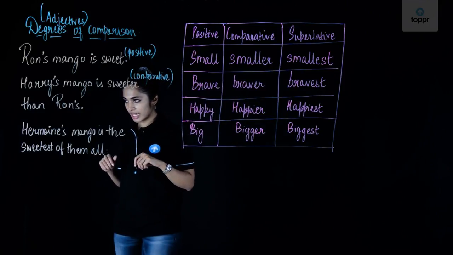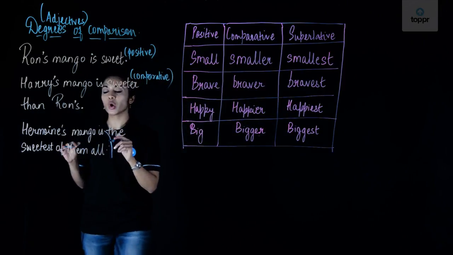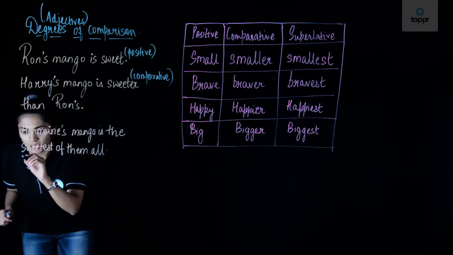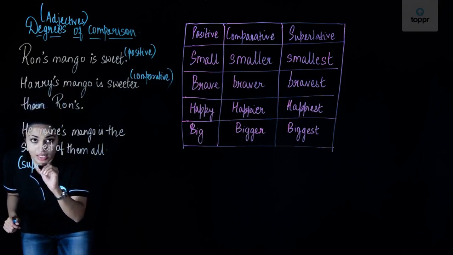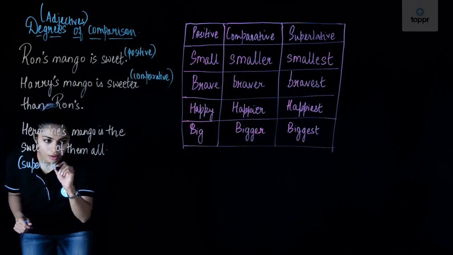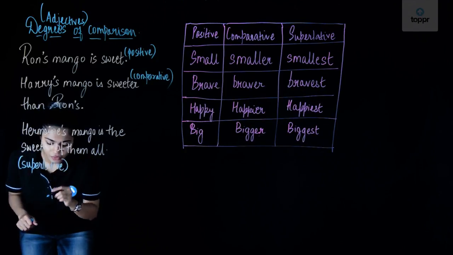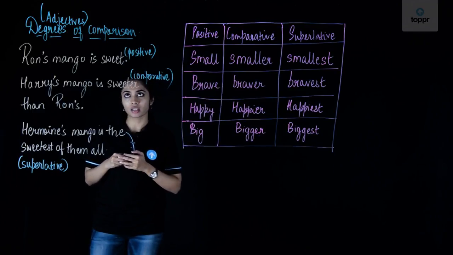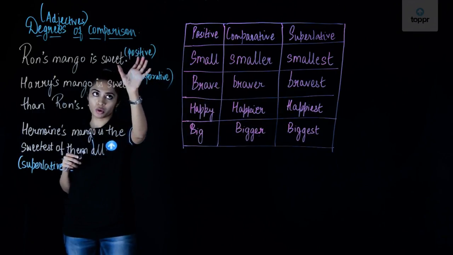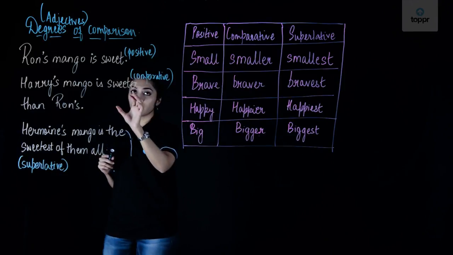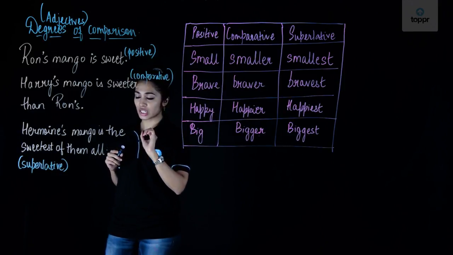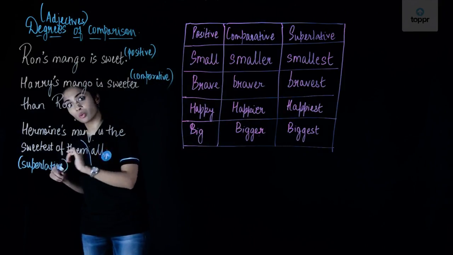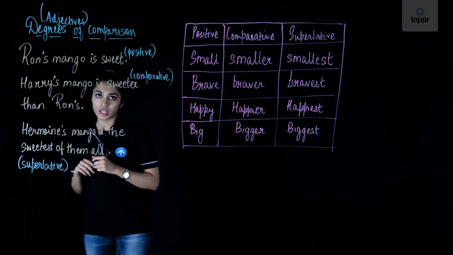Okay. Let's look at the next sentence. Hermione's mango is the sweetest. Sweetest is the superlative form of adjective. It denotes the highest degree of quality. So we have sweet, which is positive. We have sweeter, which is the comparative form of the adjective. And we have the sweetest, which is the superlative form.